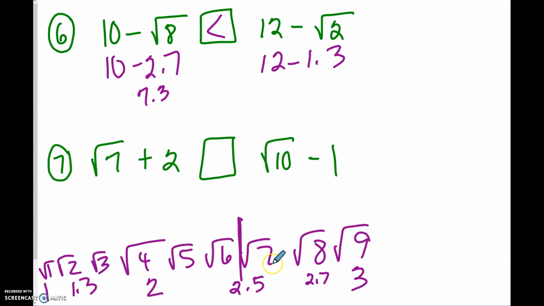All right, square root of 7. Let's just say that that's 2.6 plus 2. So that's going to be about 4.6. And the square root of 10 is going to be about 3.2.